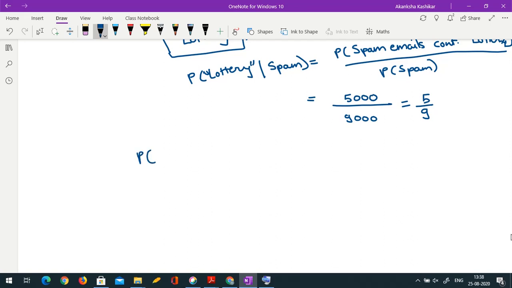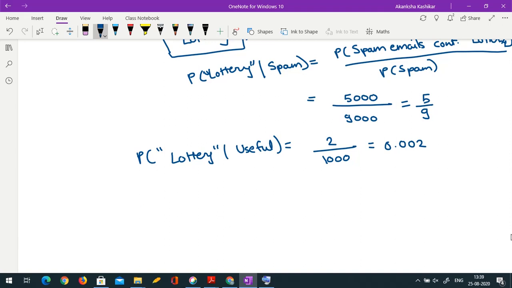Now the same computation I have to do for genuine email. So the probability of the word lottery occurring in an email given that the email is genuine or useful. I would have the number of useful emails here, and in normal conversations the word lottery is going to occur much less. So let us say it occurs twice only. So this 2 by 1000 becomes my probability. So 0.002 becomes my probability of the word lottery being present in useful emails.